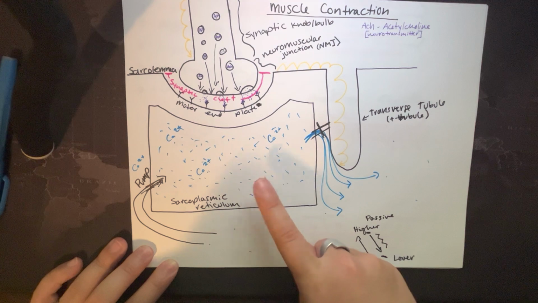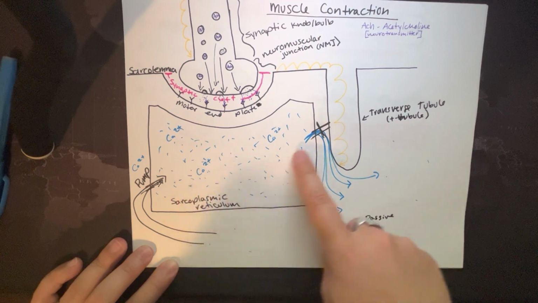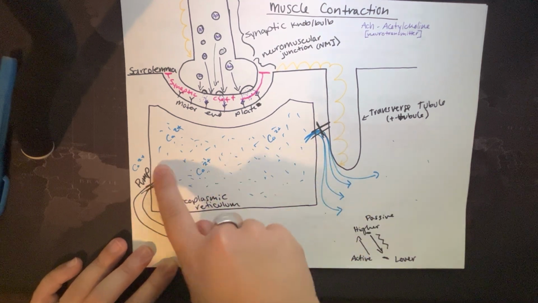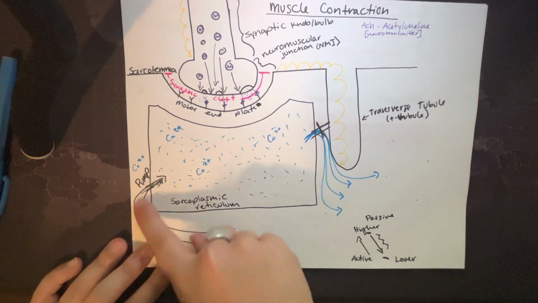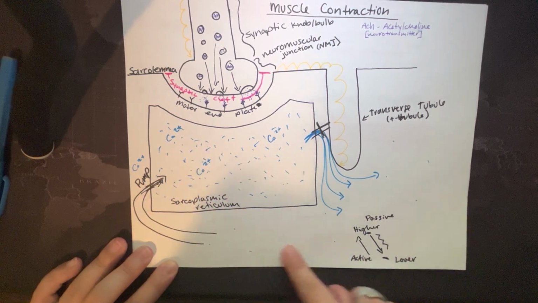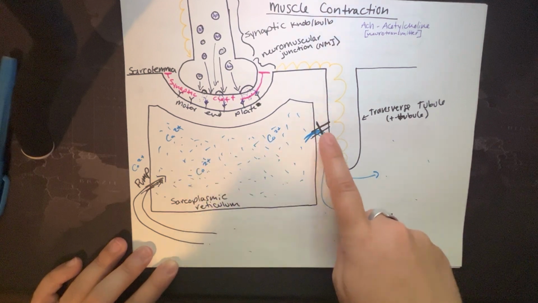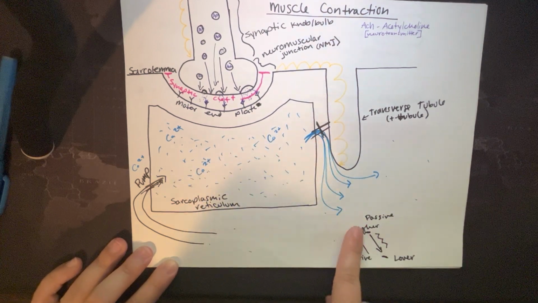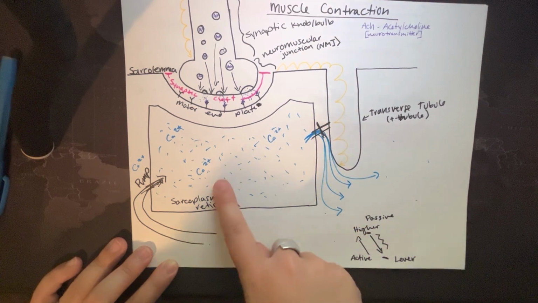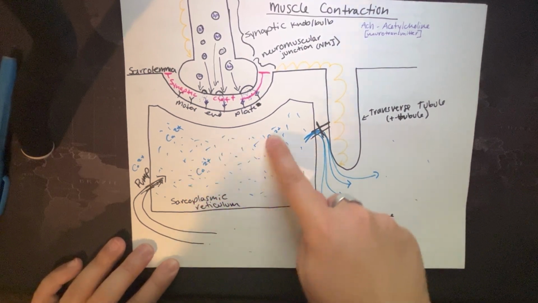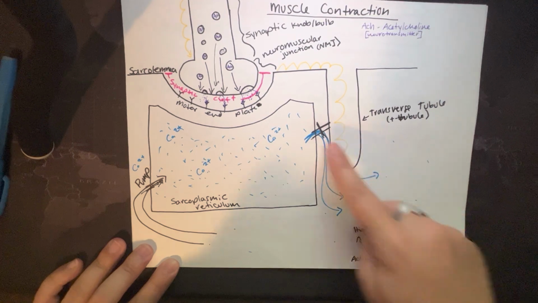Now our calcium is going to constantly be pumped via active transport from the low concentration in the cell back into the sarcoplasmic reticulum. So once that channel is opened, via passive diffusion from high to low, we are going to send all of this calcium out into the cell.